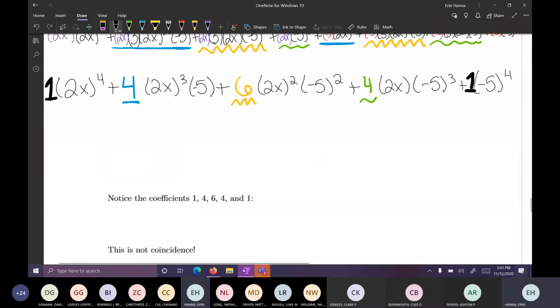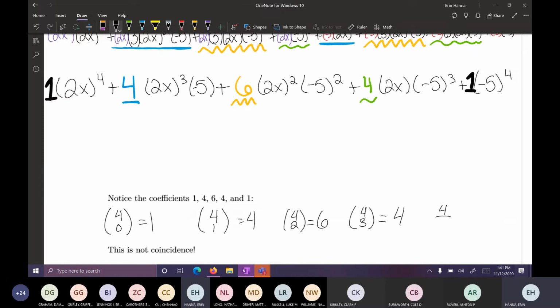Notice a couple things. One, that it's kind of mirrored, if you will. 1, 4, then 6, but then 4, 1 again. That's not a coincidence. That essentially always happens when we expand things out in this way. But also, and I wouldn't expect you to know that this is where they come from, if we calculate 4 choose 0, it's 1. 4 choose 1 is 4. 4 choose 2 is 6. 4 choose 3 is 4. And 4 choose 4 is 1.